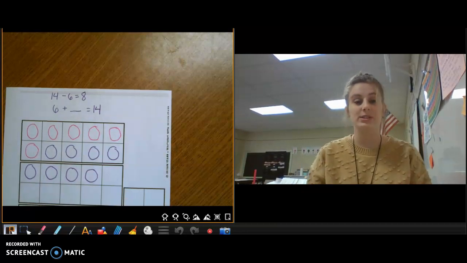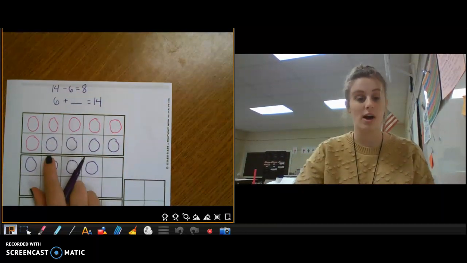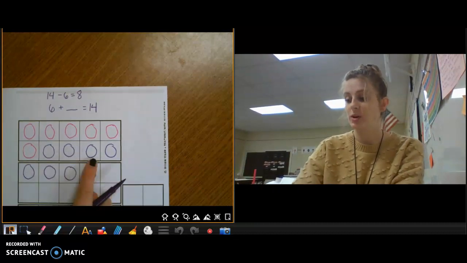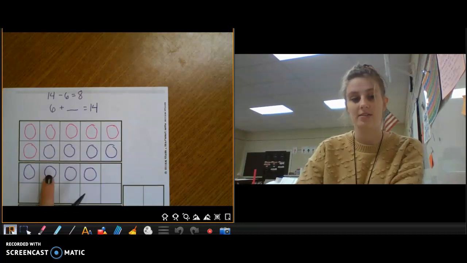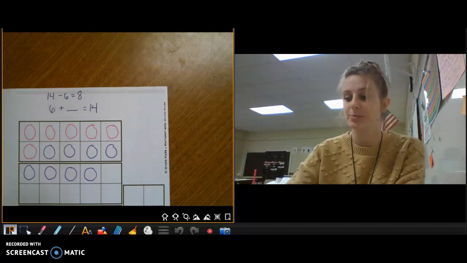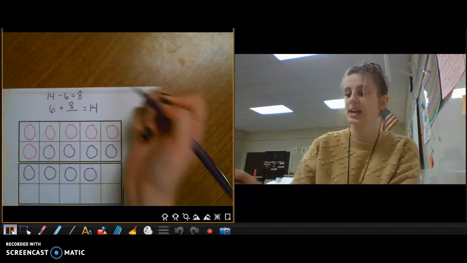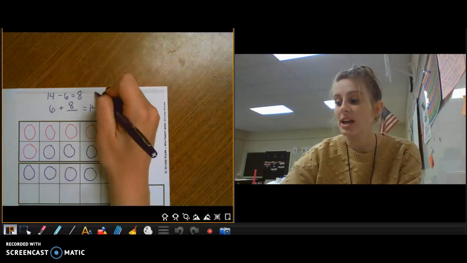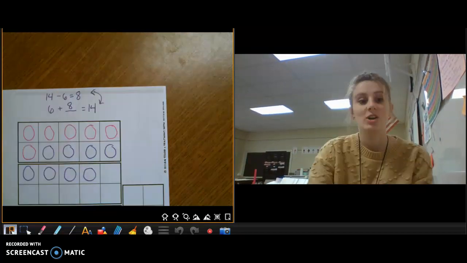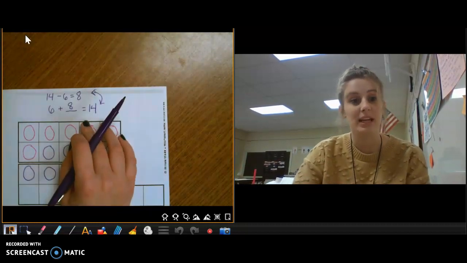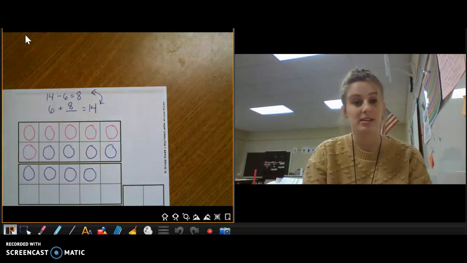So all I did was count up from where I left off. And now I can count my different color counters. So I have 1, 2, 3, 4, 5, 6, 7, 8. So now I can fill in my addition problem. 6 plus 8 equals 14. And look at that. These are our inverse equations. So this means that our numbers are the same, like a fact family, but they're flipped around.